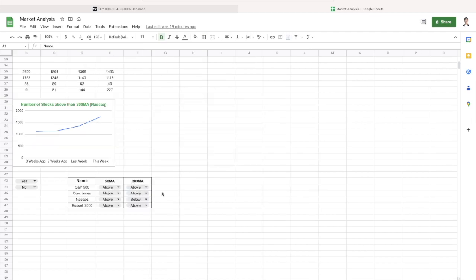So to summarize over here, the S&P 500 is above both its 50-day moving average and 200-day moving average. For the Dow Jones, it's also the same thing. But for the Nasdaq, it's above the 50-day moving average, but it hasn't cleared its 200-day moving average just yet. As for the Russell 2000, which tracks small cap stocks to mid cap stocks, the index is above both its 50-day moving average and 200-day moving average. So overall, there are quite a number of positive signs in the recent rally.